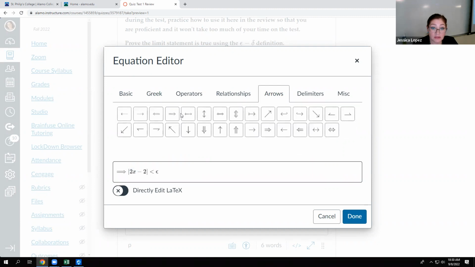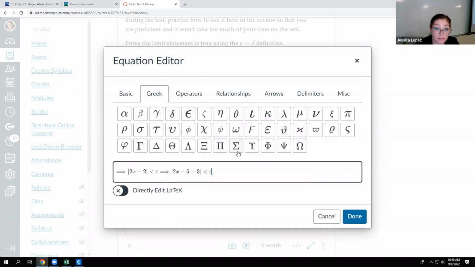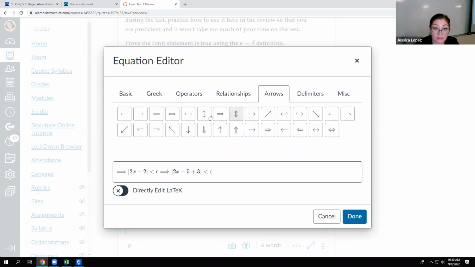And here's what I meant. I could just keep going. I could just say implies bars 2x. Now, how did it split up that 2? It was minus 5 plus 3. And then in order for me to get the right format, they wrote it as 2x minus 5 minus a negative 3.